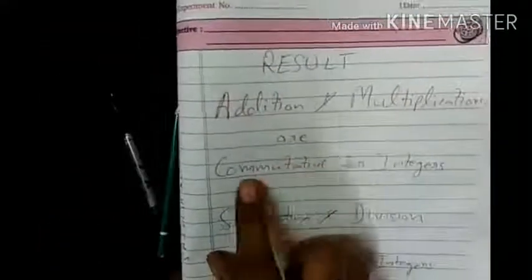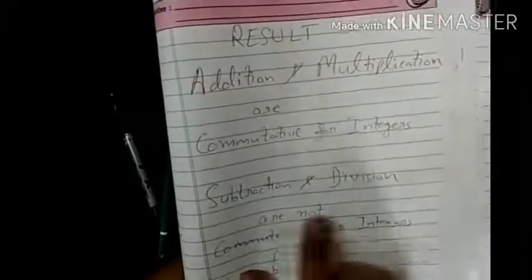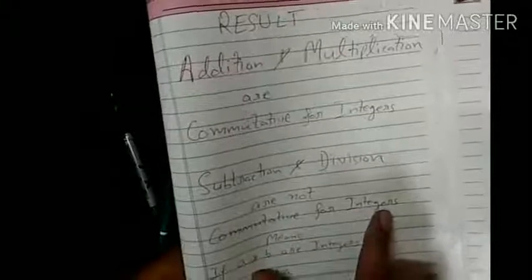addition and multiplication are commutative for integers. Subtraction and division are not commutative for integers. Clear?